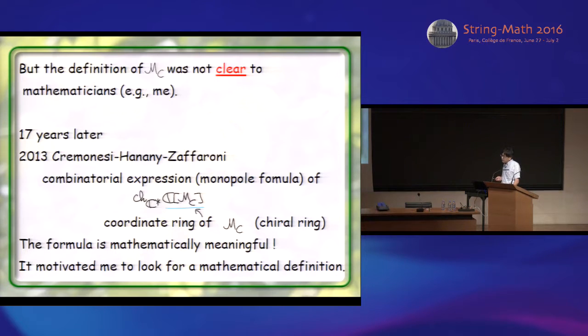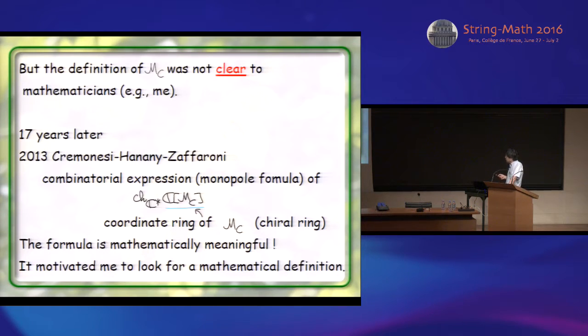2013. Braverman, Finkelberg, and Nakajima gave a combinatorial expression of the character of the coordinate ring of the Coulomb branch. This is the so-called monopole formula. I will not go into the detail of this monopole formula, but this formula is mathematically meaningful. It is an expression as a sum over the coweight lattice. So this expression perfectly makes sense mathematically. So this is a big hint to understand the Coulomb branch.